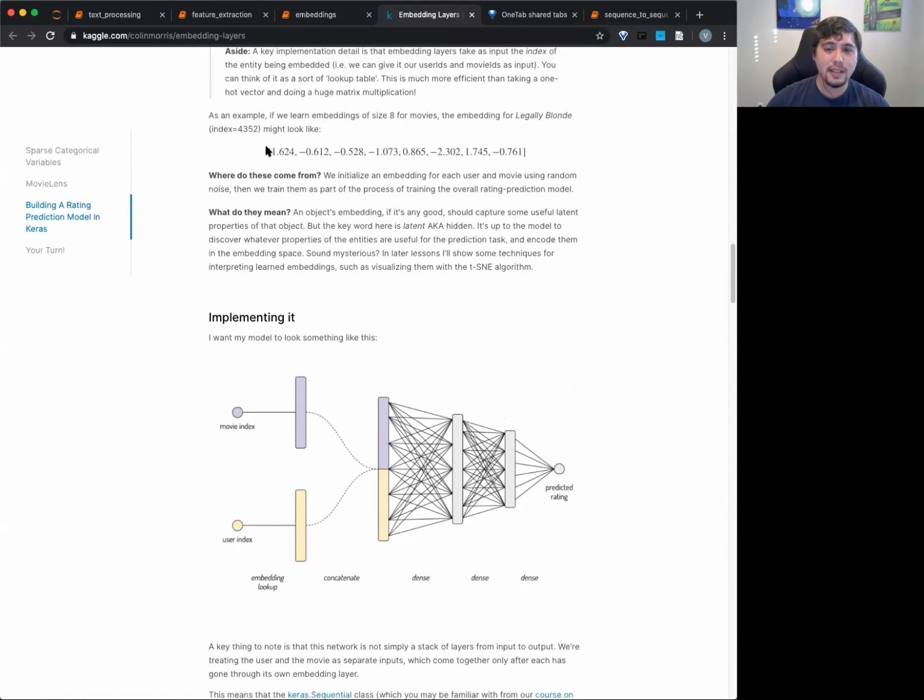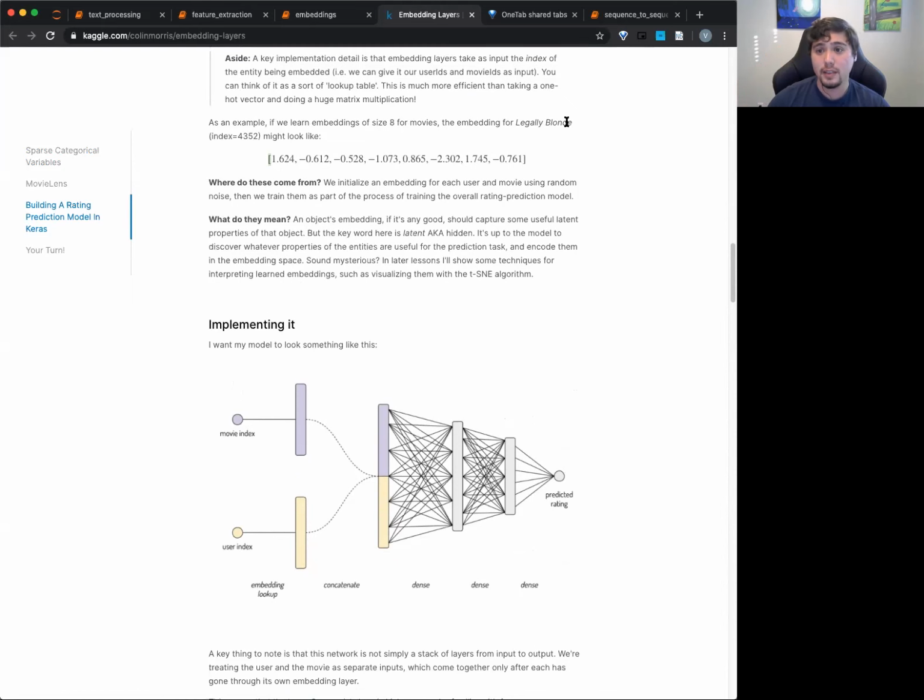So this movie, in this case Legally Blonde, is represented by these 8 numbers. Those 8 numbers represent something about the movie, and you can compare different movies by looking at their vectors. I can't remember which lesson we talked about this in, but you can think of it like this: one value represents how much comedy is in the movie, and another can represent how much drama there is.